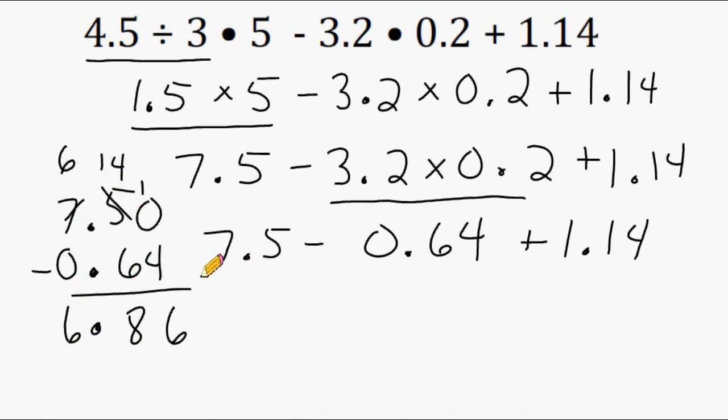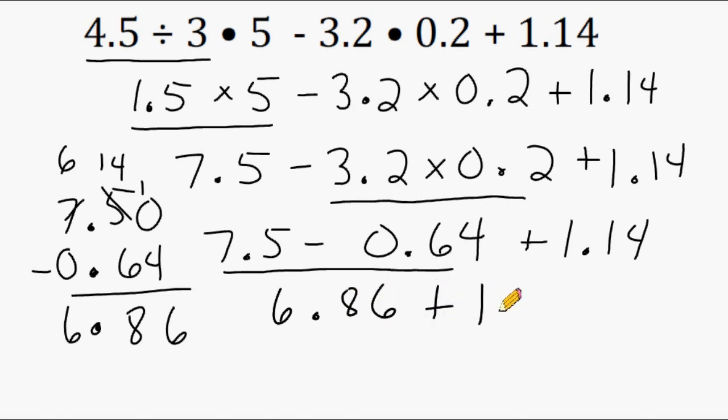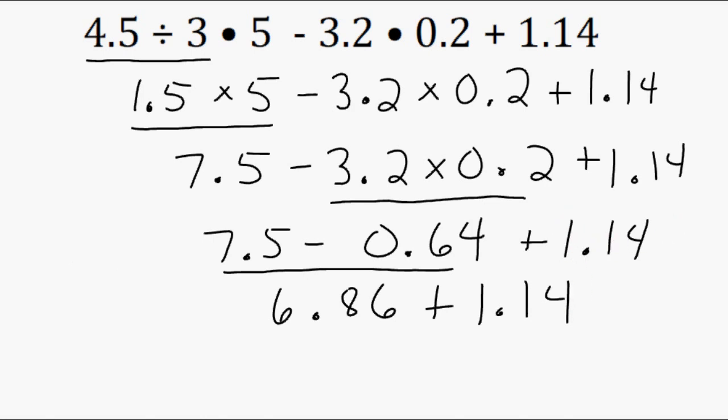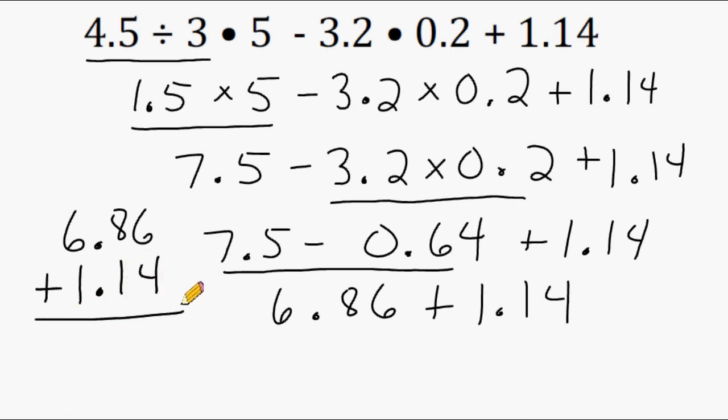So now we have one more step. We are going to take 6.86 and add that to 1.14. So we are going to take 6.86 and we are going to add that to 1.14. And we drop the decimal point straight down.